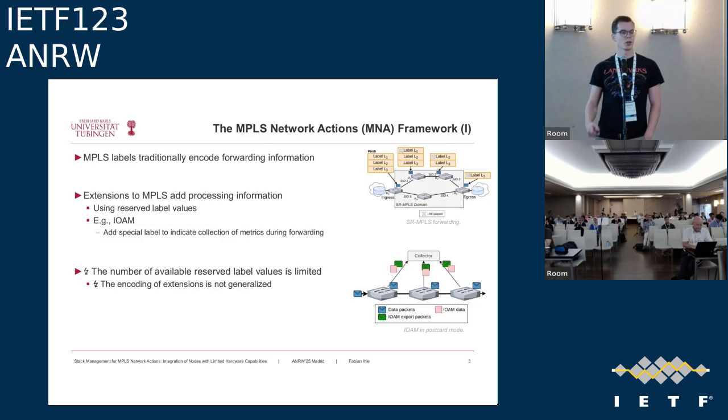So first of all, I guess you know the MPLS protocols where labels traditionally encode forwarding information. Now, in the past years or even in the past decades, extensions to MPLS have been added that also add processing information. This is done using reserved label values. For example, you can add a special label to the MPLS stack that indicates the collection of metrics during the forwarding. So it's not only forwarding information. A problem here is that the number of those available reserved label values is limited, and also the encoding of extensions is not entirely generalized. It is generalized to some point, but not entirely.